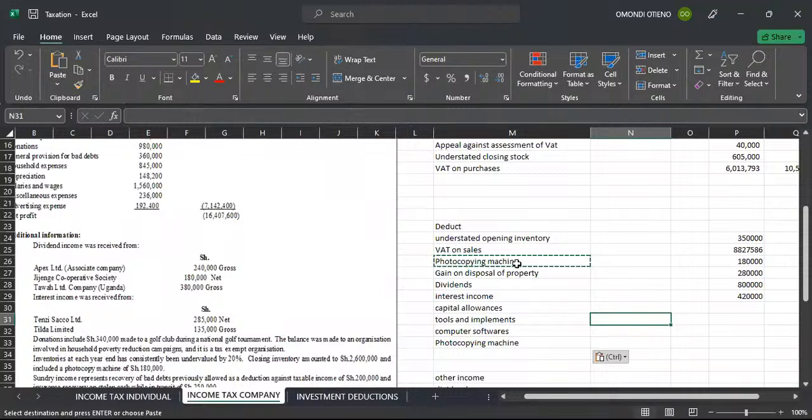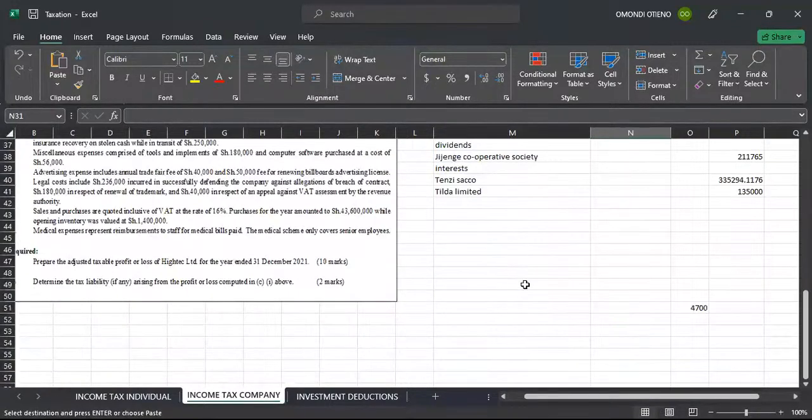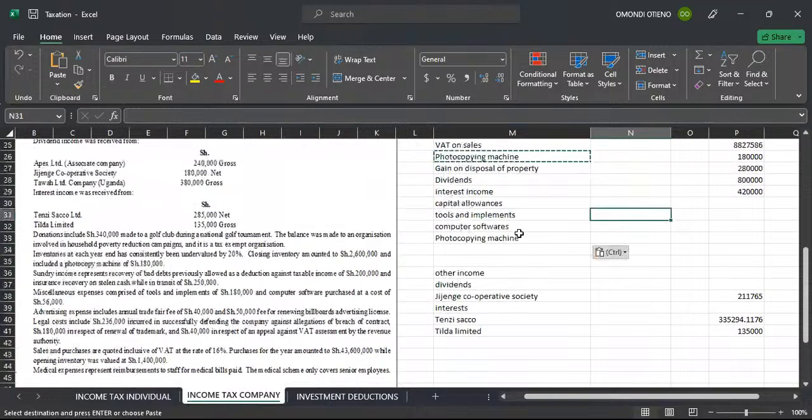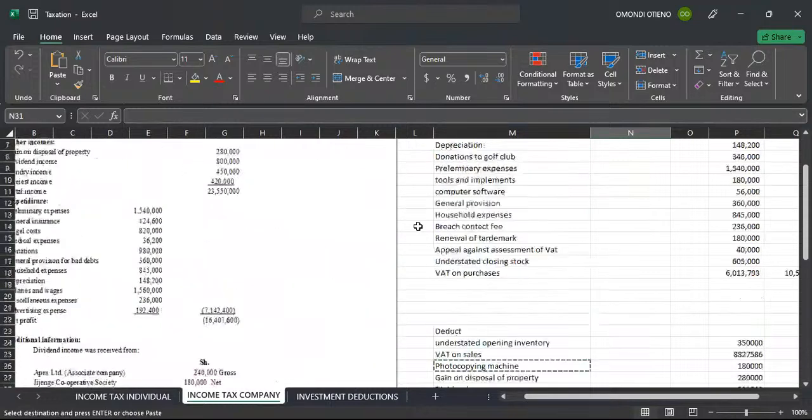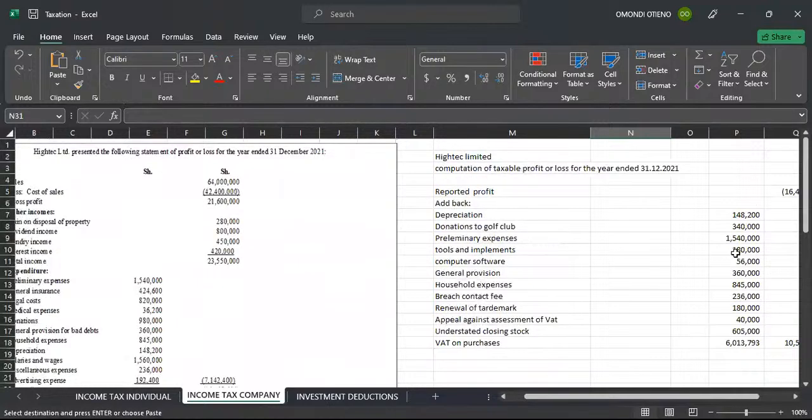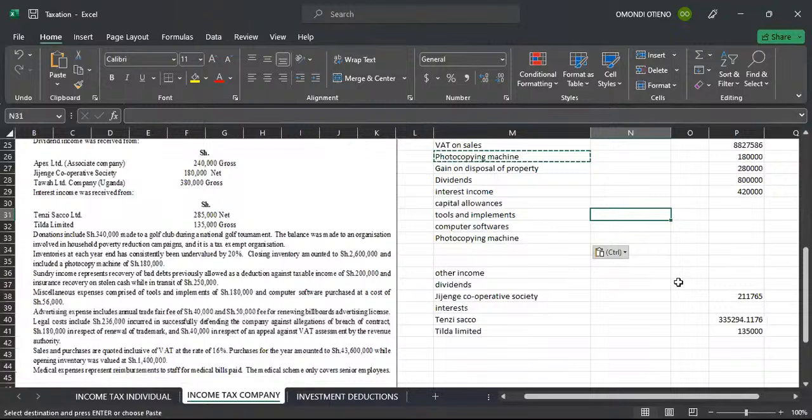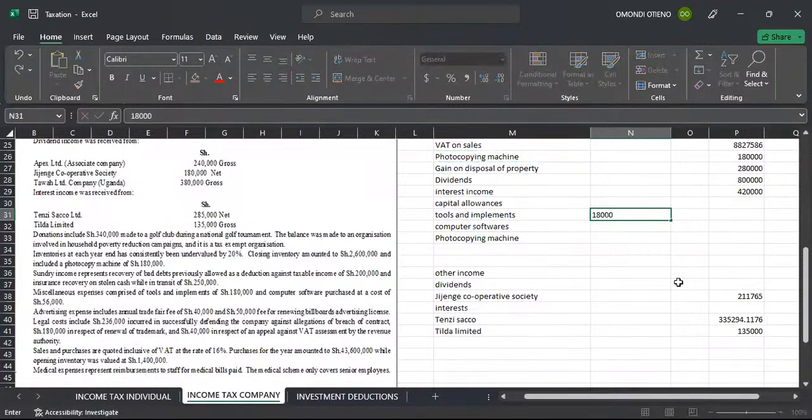Just have a small thing somewhere there, like this one here. You have your sales and see how it is affecting the profit. That way, you'll be able to understand how those items are affecting your profit and insert the right value at the right place. So tools and implements, I think we had 180,000. Then computer softwares, we had 56. So here we have 180,000.